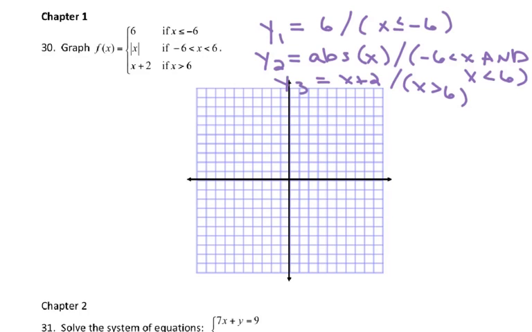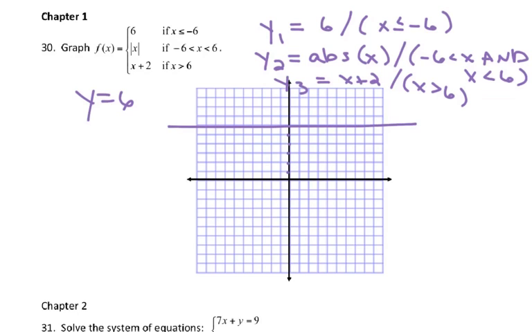The only thing the calculator doesn't tell you is if you should have open or closed circles. That's kind of the kicker. So let's do the first graph. The first graph is the graph of y equals 6. Now y equals 6 is a horizontal line through 6. 1, 2, 3, 4, 5. So it's this line here.